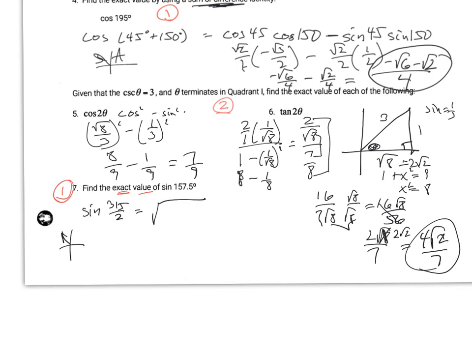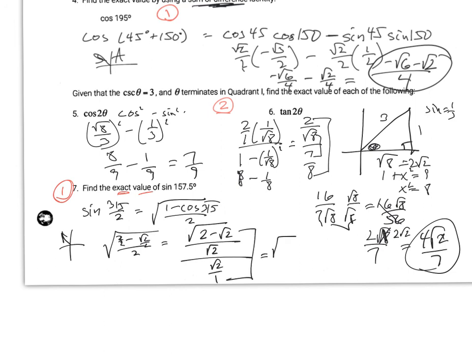We have 1 minus the cosine of 315 over 2. Now, cosine, 315, fourth quadrant, cosine is positive. So this is going to be 1 minus radical 2 over 2, over 2. Got to get a common denominator. 2 minus radical 2, this is over a plain 2, and then the denominator, 2 over 1. We fix this and we get the square root of 2 minus radical 2 over a plain 2.